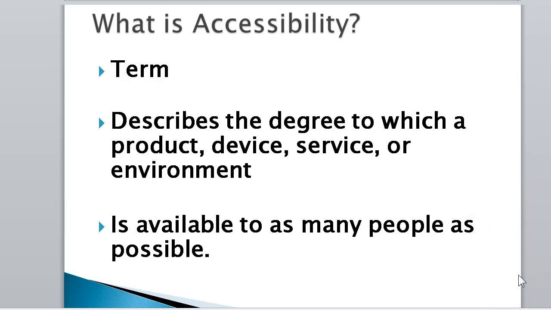So what do we mean by accessibility? Accessibility is a term that describes the degree to which a product, device, service, or anything in the environment is available to as many people as possible. So we want to make our electronic documents available to pretty much everyone.